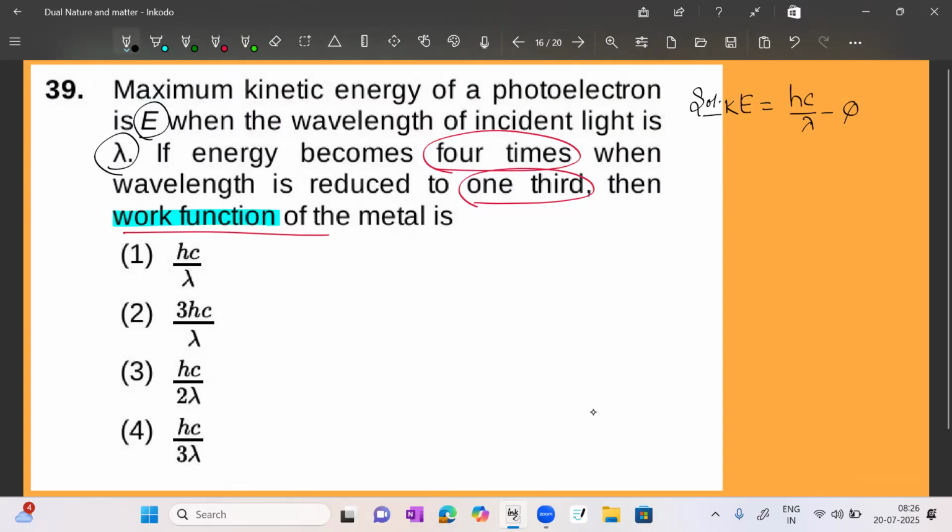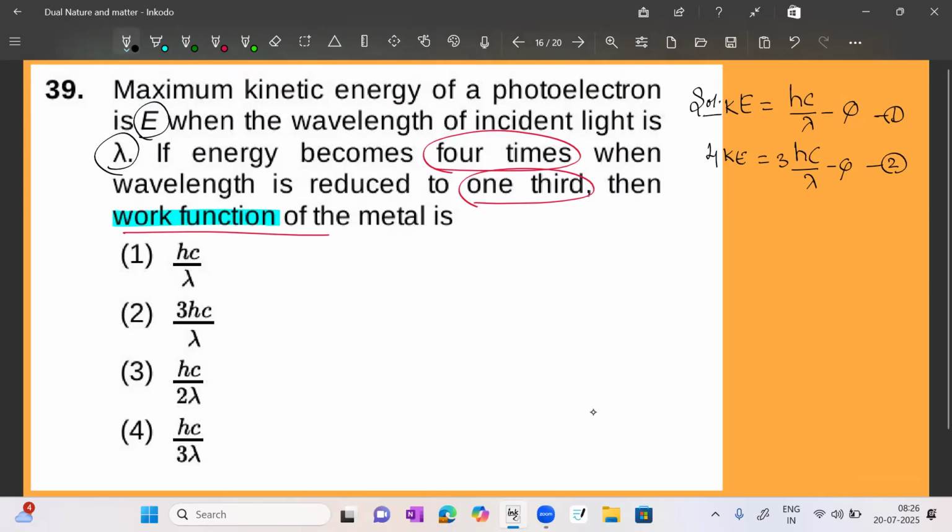First time is K. Second time it becomes 4 times, so we can write 4K, then hc by wavelength is reduced to 1/3, meaning lambda by 3, minus work function. So this is equation number 1. This is equation number 2. Now if you solve these two equations, we can get the answer here.